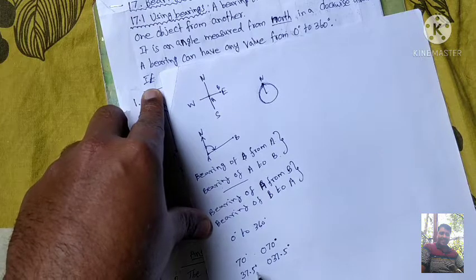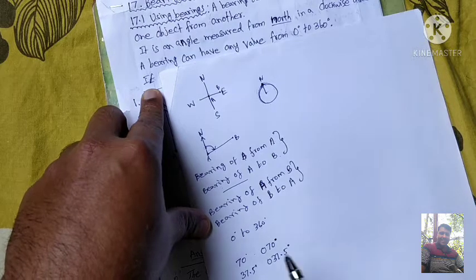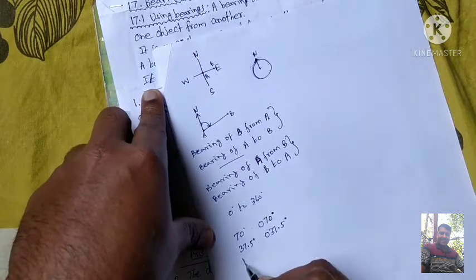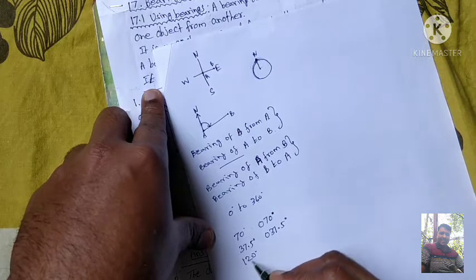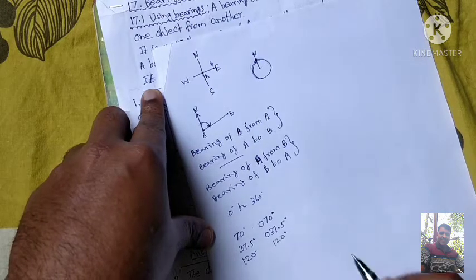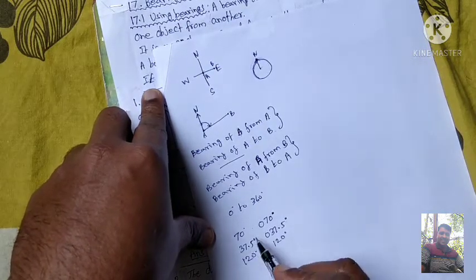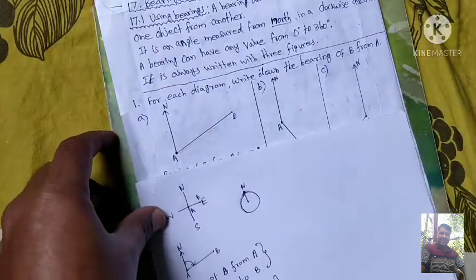So always remember, the whole number is 37. So we are writing 037.5 degrees. The whole number must be 3 digits. Okay. If it is 120 degrees, it is already 3 digits, so you can write 120 degrees. So this is the main concept, we should understand that. Okay. Let me go for the sums.